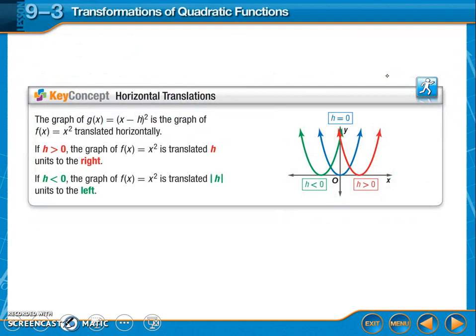We also have horizontal translations, and those are when you add or subtract inside of the parentheses, and it gets squared. So h is going to move it either left or right. Now, when it's inside the parentheses, it does the opposite of what you might think it would do. If you said, okay, it's minus h, so that would probably move it that way, you would be wrong. Minus h is going to move it forward h spaces like that. Plus h would move it backwards. So think opposite of what you're expecting when it's inside the parentheses.